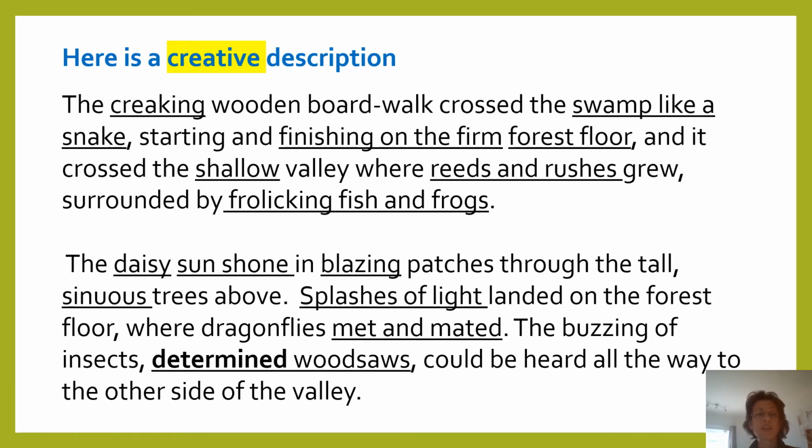So we have an adjective, a simile, like a snake, alliteration with the repetition of F sounds, another adjective, more alliteration and more alliteration. We have a metaphor here, the daisy sun, blazing, which is a powerful adjective, sinuous, which means bendy or S-shaped.